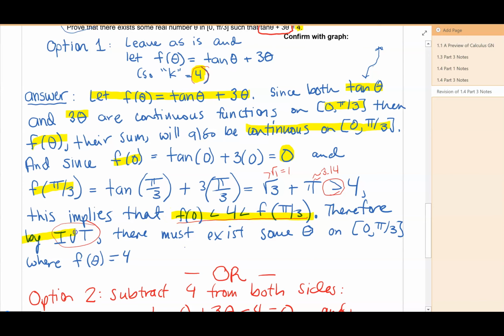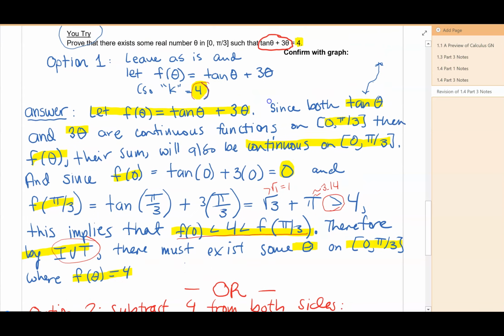Therefore, you want to reference IVT. You state, again, there must exist some theta. This was acting like our x value on the interval 0 to pi over 3. That's our x interval, or our theta interval in this case, where the function must equal that k value, the value up here that we were trying to prove exists. So that's option 1.